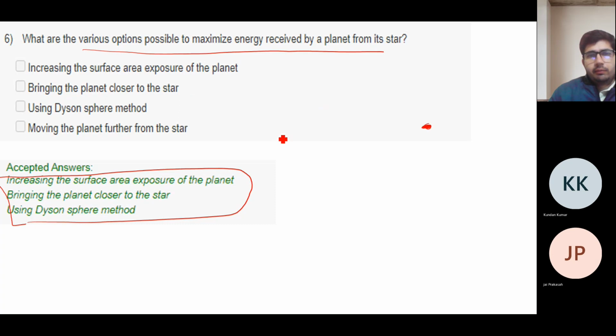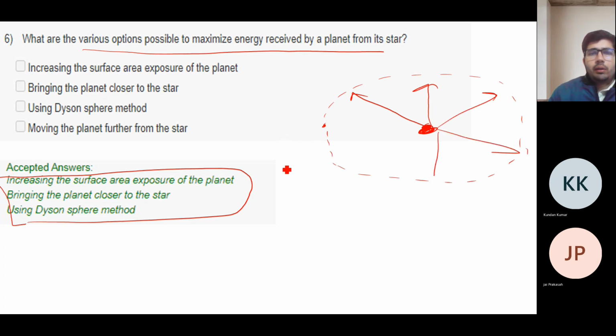this is the star, okay, and Earth is rotating in this particular orbit. Okay, so the radiation is coming in this complete orbit. Okay, but the area of the Earth which is receiving it is very little.